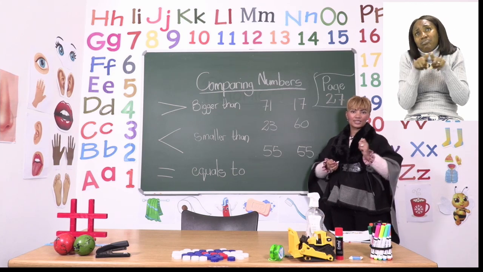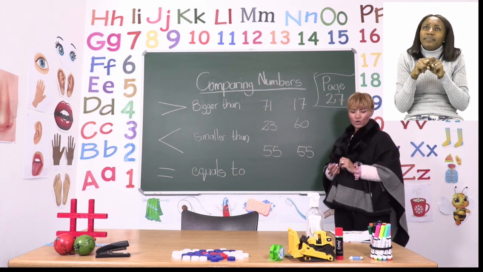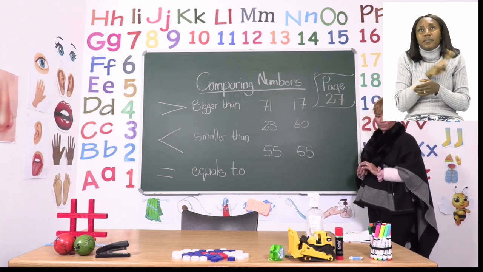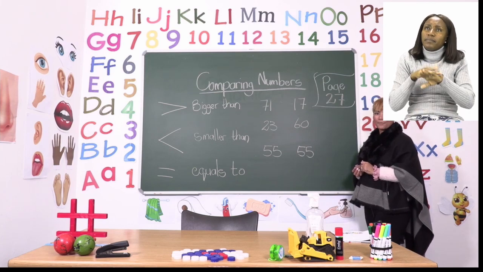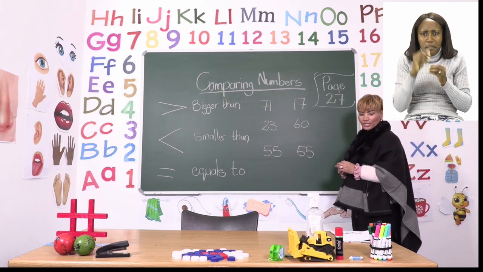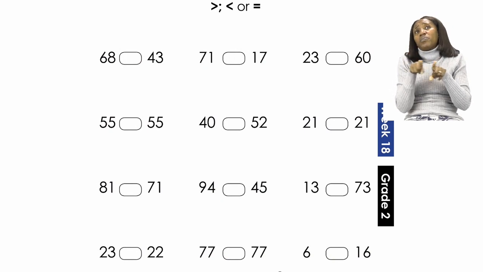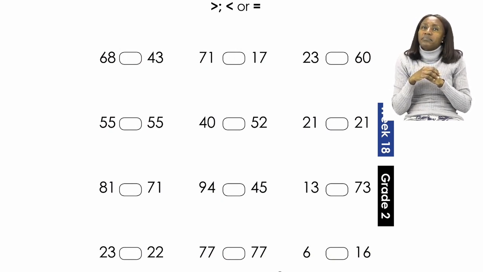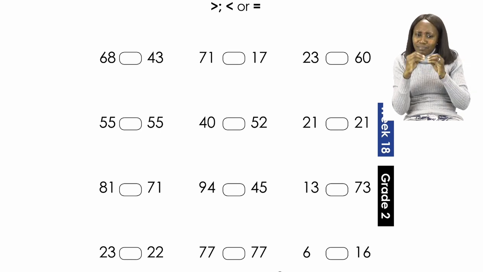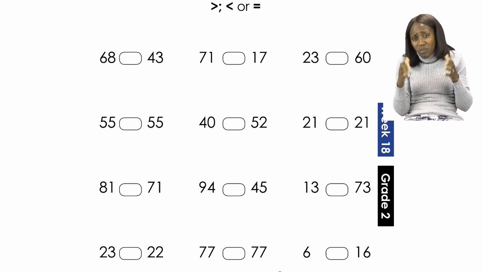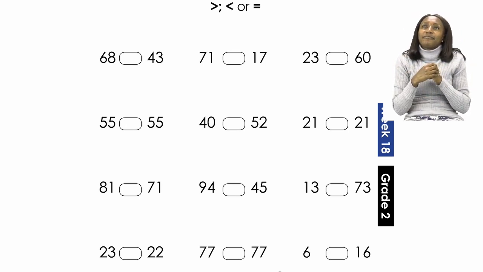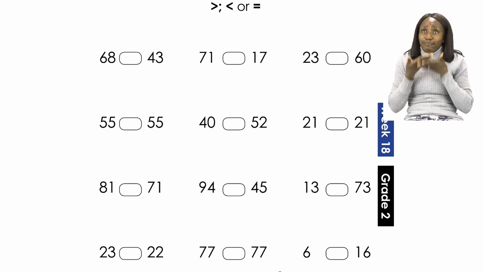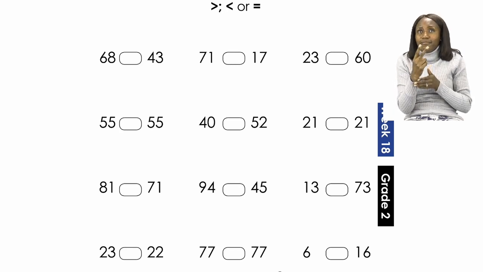In the booklet on page 27, you see there they give us examples of comparing numbers. Let's quickly go back to our booklet on page 27. In the instruction it says compare the numbers by using the bigger than, smaller than, or equals to sign. We are going to do a few examples together. So I have written these examples on the board for you. Let's go back to the board and see.